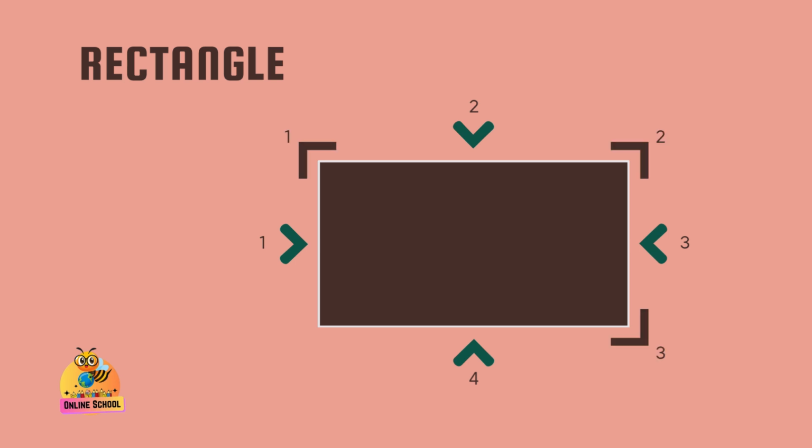Next one is rectangle. Let's count the sides. 1, 2, 3, 4. And how many corners are here? 1, 2, 3, 4. That means a rectangle has 4 corners and 4 sides. Look at this picture. It has 2 long sides and 2 short sides. Its opposite sides are the same length, or we can say its opposite sides are equal.